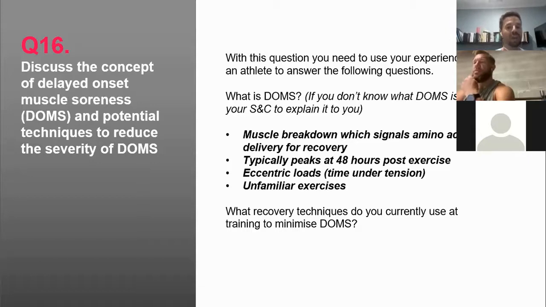Now, what are some recovery techniques? Let's just talk about this, guys. What are some recovery techniques that you guys have used in the past or you think you can use to minimize DOMS? Ice baths. Yeah, ice can definitely help. What else? Are we writing these down too, mate? No, you don't have to. We're just going to talk about it.